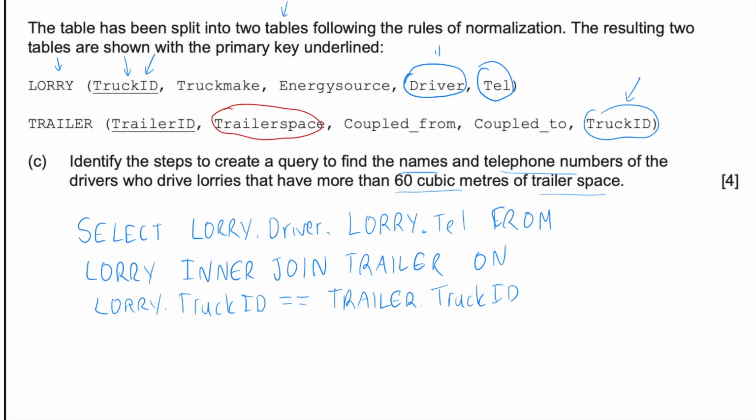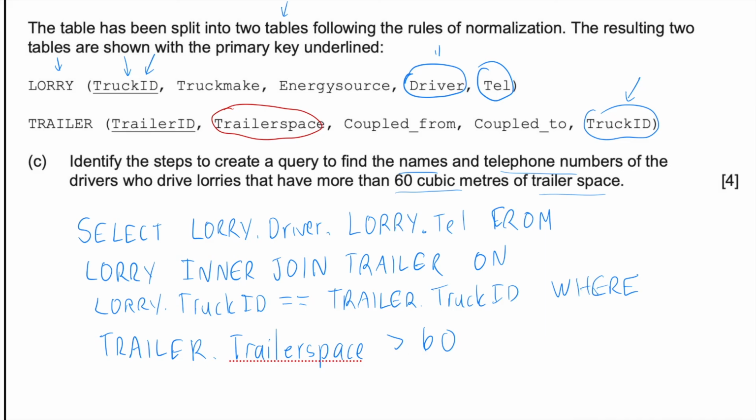But we have some other criteria where we want only the drivers from both tables, the truck IDs that are in both tables, that have more than 60 cubic meters of trailer space. So we're going to say where trailer space is greater than 60.